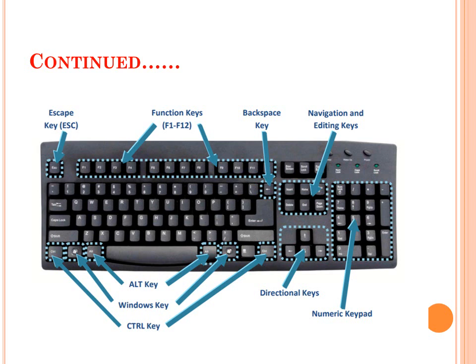And then we have cursor control keys: up, down, left and right, which are also called directional keys. With the help of the cursor keys, we can move the page up and down, left and right, and we can go through the lines through these keys.